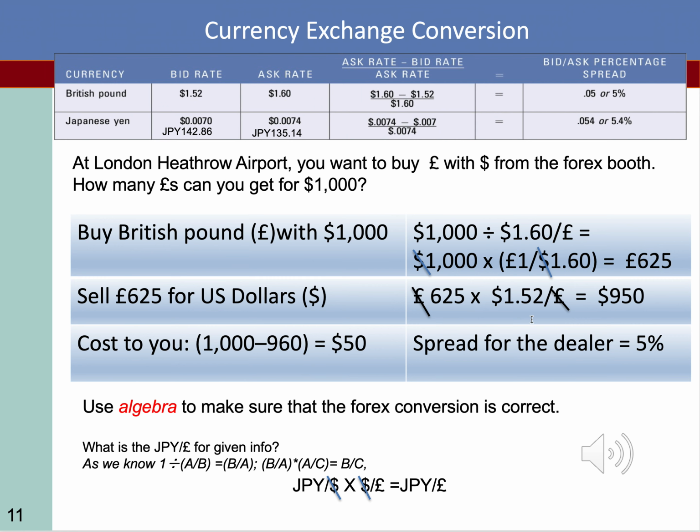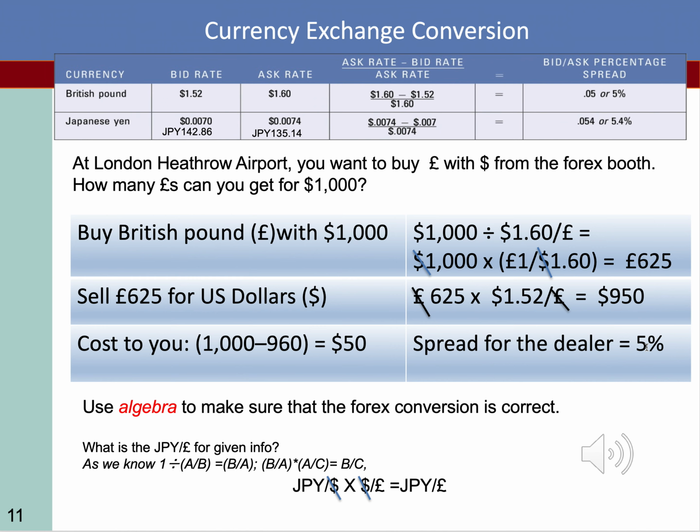Now, within a few minutes, you sold the same $1,000 in that booth. As a result, it costs you $50, because initially you had $1,000 in your pocket. Now you only have $950. You're losing $50. What is that $50? That $50 is the cost to you. If we calculate the spread, the bid-asking spread is 5%. It represents the profit margin for the dealer.